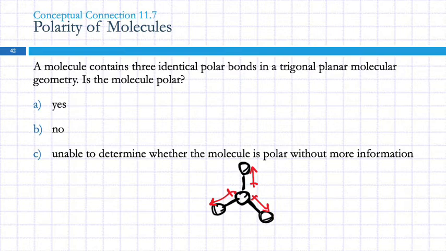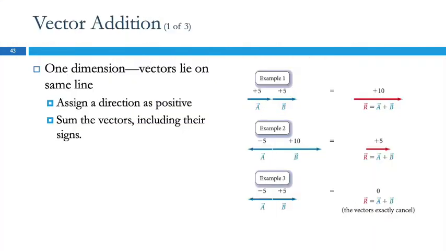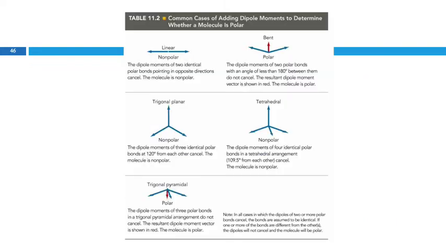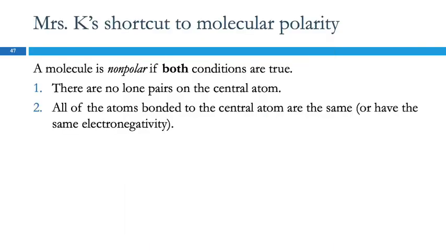But the shortcut is, are there any lone pairs? No. Are all of these the same? Yes. Both things are true. It's nonpolar. Is the molecule polar? No. This goes over vector addition. If you like that, you can read it and you'll understand it and it'll be good enough.